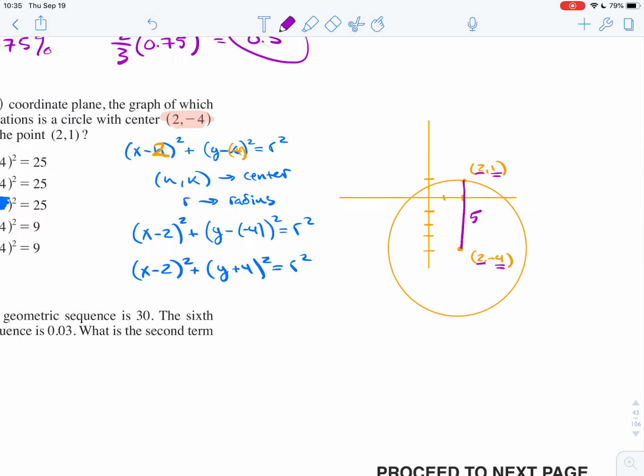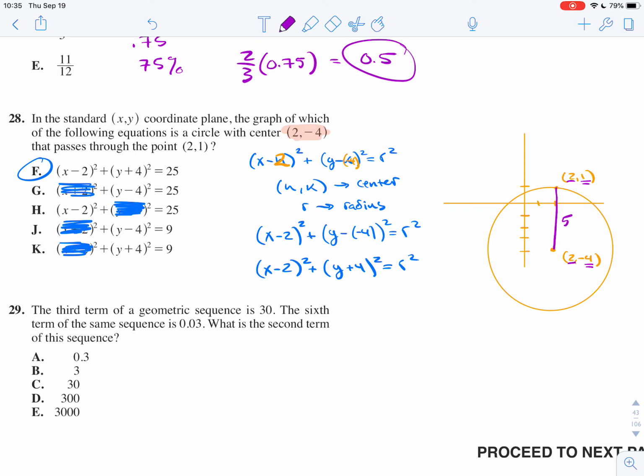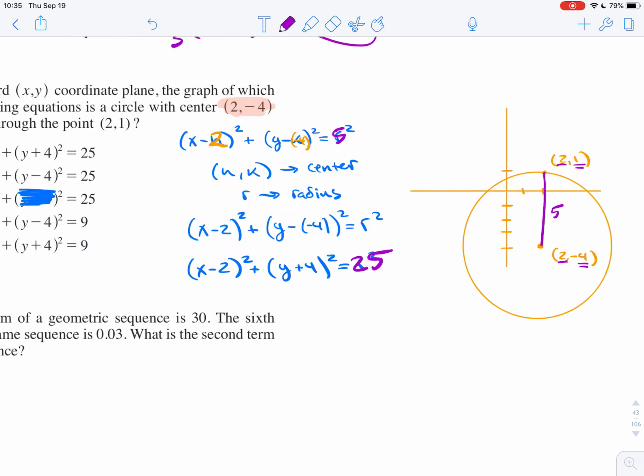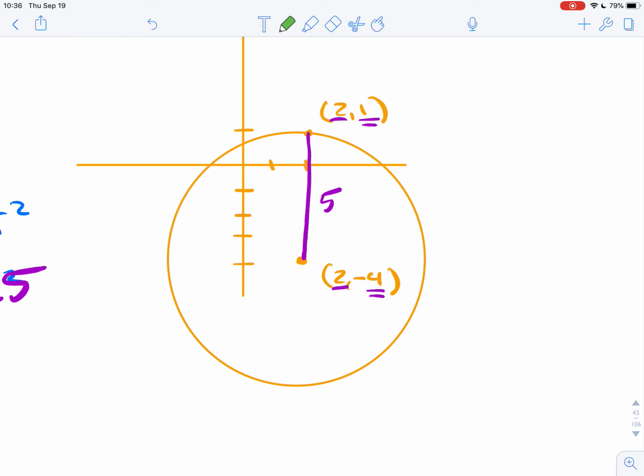Perfect. So we don't even have to do that. So since that gives us a radius of 5, then we put that in, that's 5 squared, and so then that gives us 25 ultimately. So that confirms 28. Back to this one last thing, because I mentioned Pythagorean theorem, might as well say it.